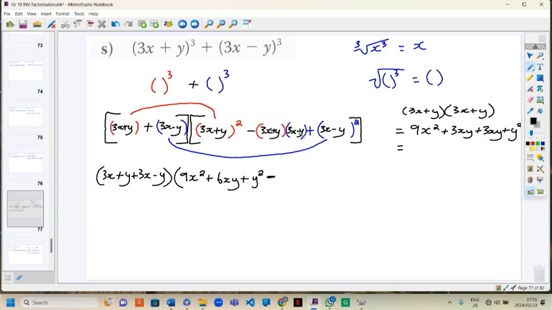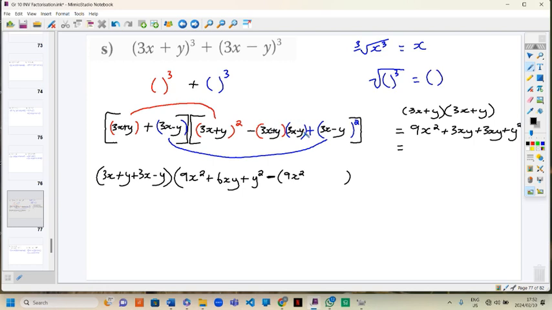Now I have to first do these brackets. I'm not going to do the minus into the bracket yet. I'm just going to do these brackets first. So keep the bracket. And what is 3x times 3x? 9x squared, so my bad. Yes, 9x squared.